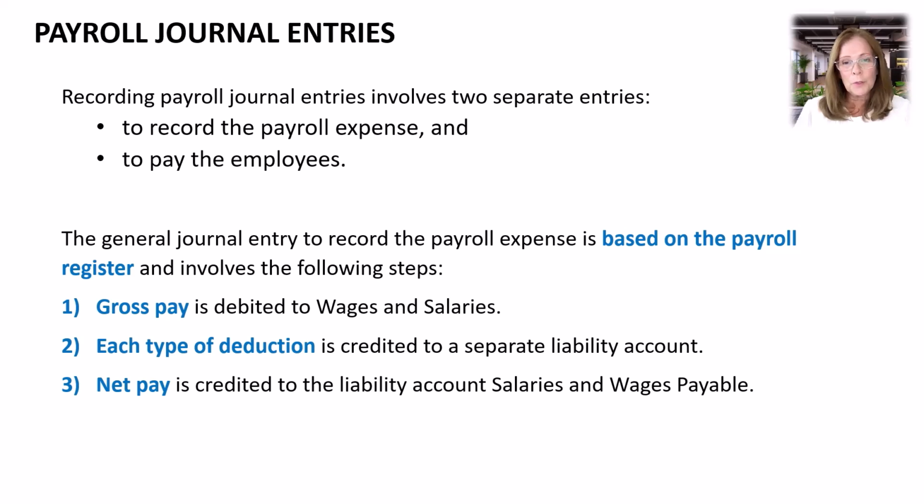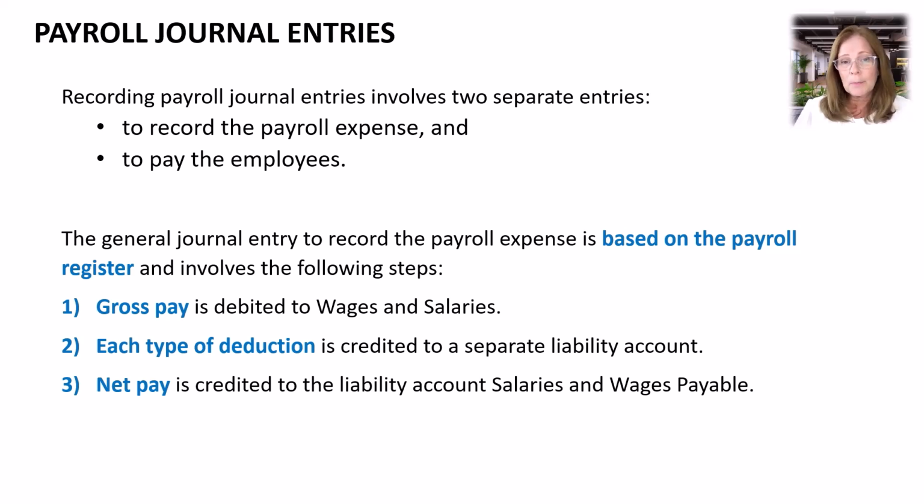Recording payroll journal entries involves two separate entries, one to record the payroll expense from the payroll register and another entry to record the cash payments to the employees. The general journal entry to record the payroll expense is based on the payroll register and involves the following three steps. Gross pay is debited to wages and salaries.